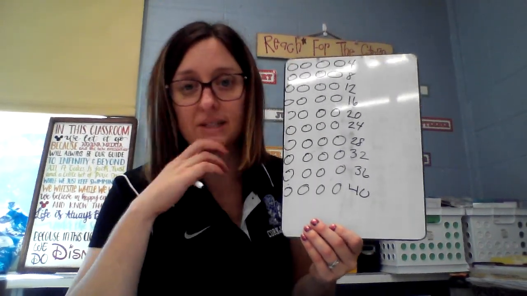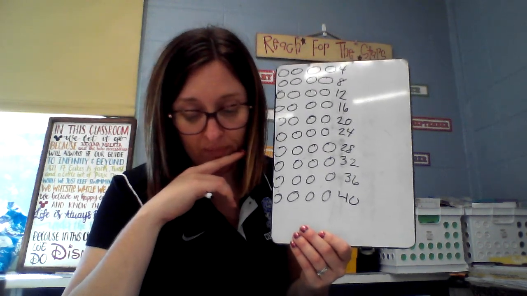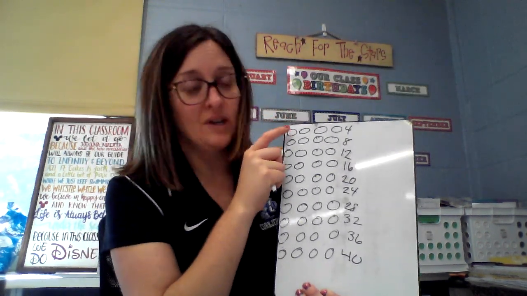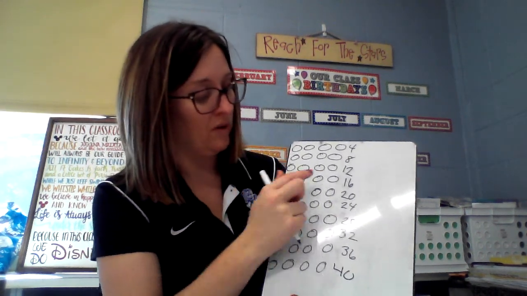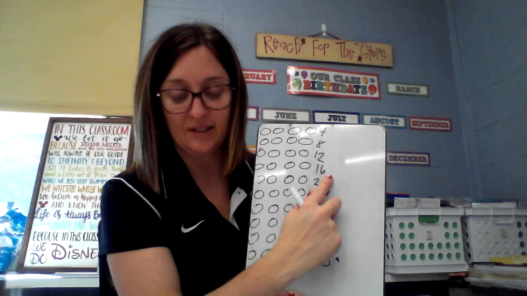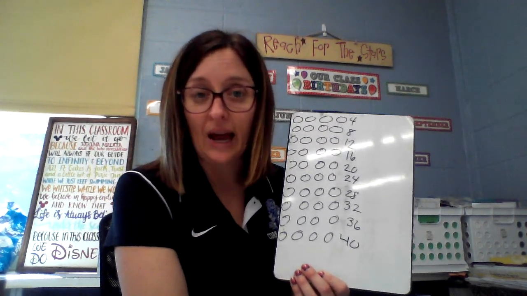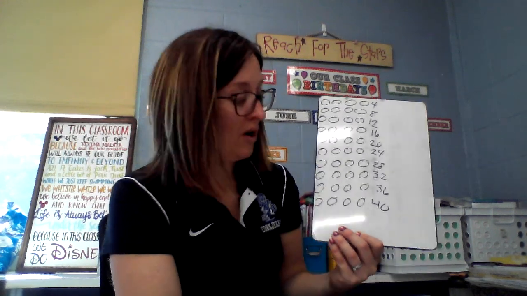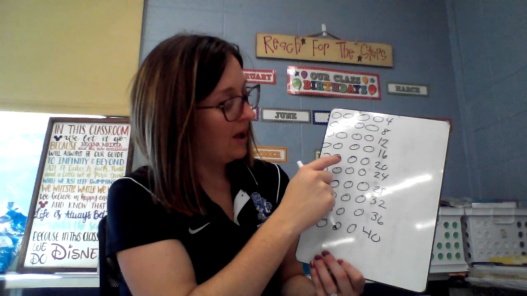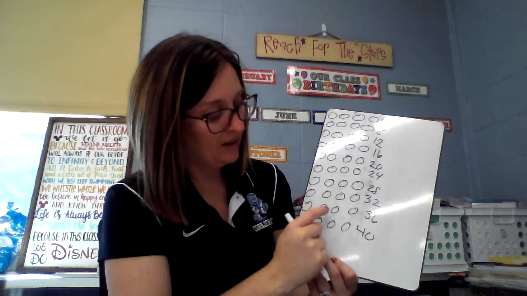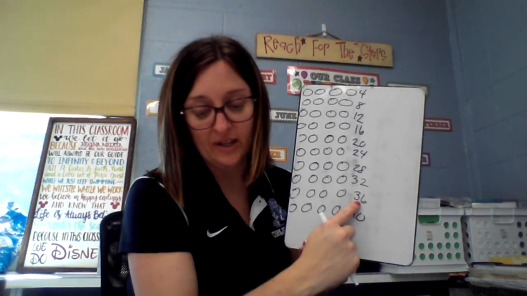So if I were to say the expression 4 times 4, I would look here and I would say, okay, 4 times 4. I need my fourth row of 4. 1, 2, 3, 4. Oh, 4 times 4 is 16. Or if I said 4 times 9, I know that I need the ninth row. So I would go 1, 2, 3, 4, 5, 6, 7, 8, 9. And I look and I can tell that 9 times 4 equals 36.